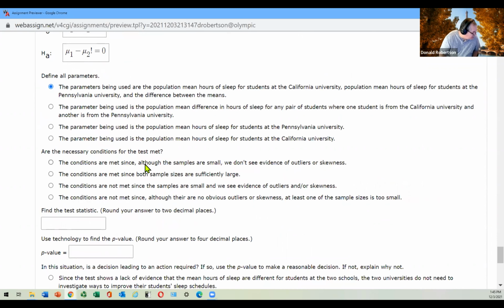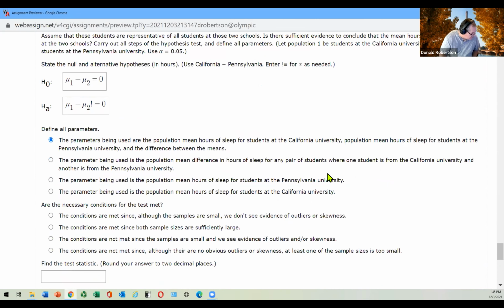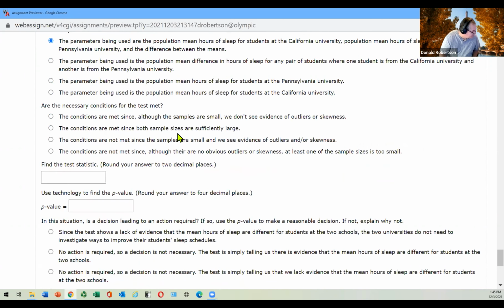Now it says the conditions are met, although the samples are small. I don't know about that. I would probably pick that one, right? They're sufficiently large. This is the test statistic, which I already know, and I've calculated it using SALT, so I'm copying it. It goes there. The p-value was in SALT. I'm just copying it and pasting it as well.